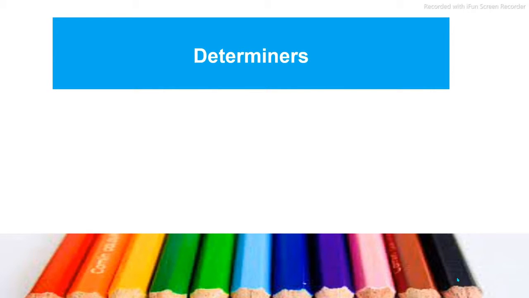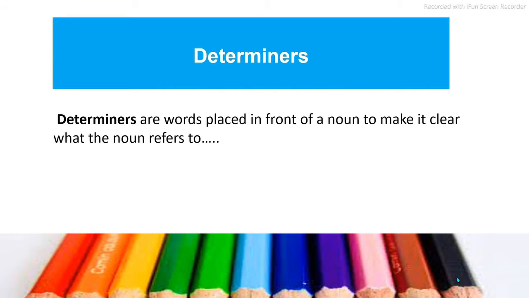Determiners. Determiners are words which are placed in front of a noun to make that particular noun very clear. So, whichever noun we are referring to, that noun is clarified with the help of determiners.